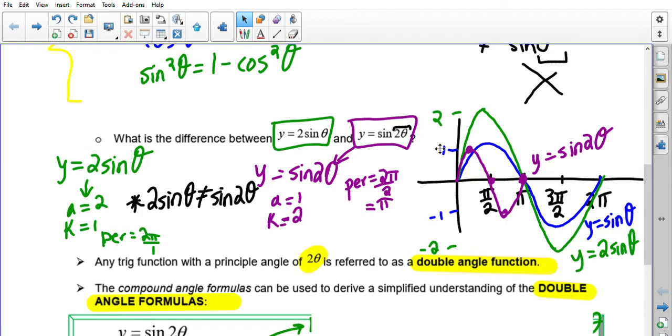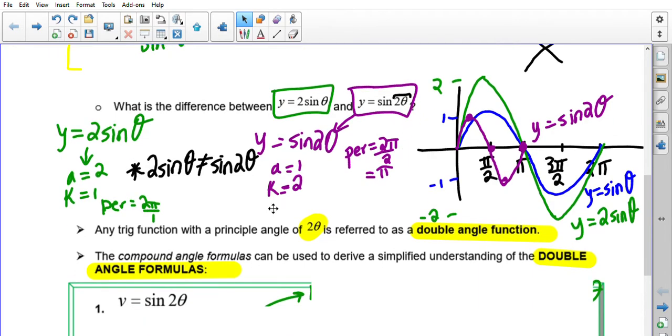What this means here is that you're actually taking some given theta value and multiplying it by 2. So you're doubling the angle. Hence, any trig function with a principal angle of 2 theta, meaning the input is 2 theta, is referred to as the double angle formula. You're plugging in a value for theta and multiplying it by 2.